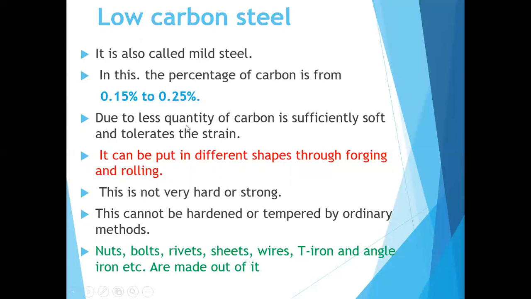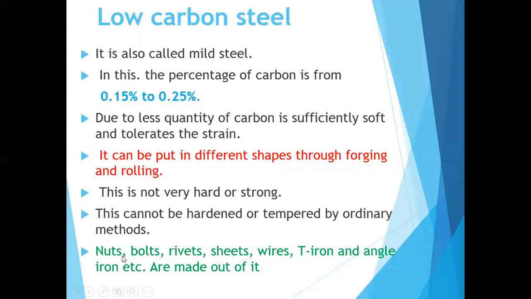Due to less quantity of carbon, it is sufficiently soft and it tolerates strain. It can be put into different shapes through forging and rolling. Through these two processes you can make different shapes. It is not very hard and strong, since the carbon content is very low. This cannot be hardened or tempered by ordinary methods.